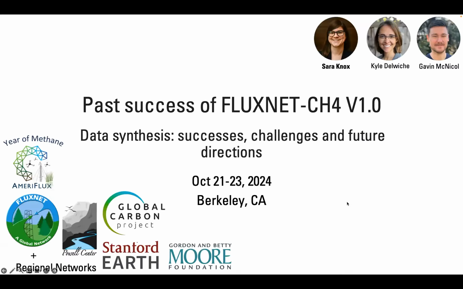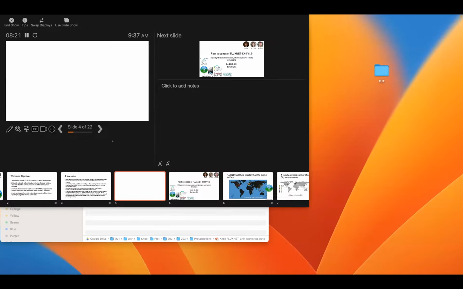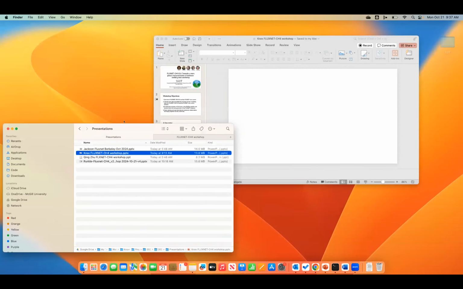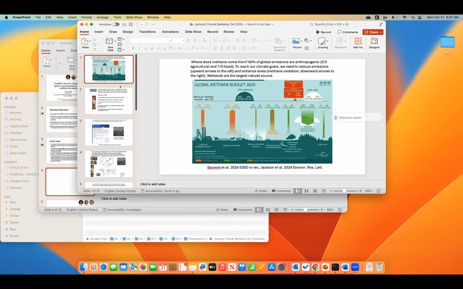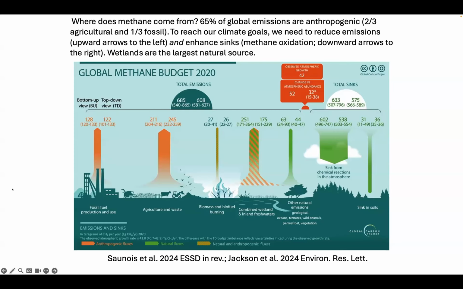Okay, so that was the introduction. Next, we're going to hear from Rob Jackson, who's going to, oops, sorry, those are my slides for the next talk. I will pull up Rob's slides. And we're going to talk about why we're moving forward with this next release of the FLUXNET methane database.